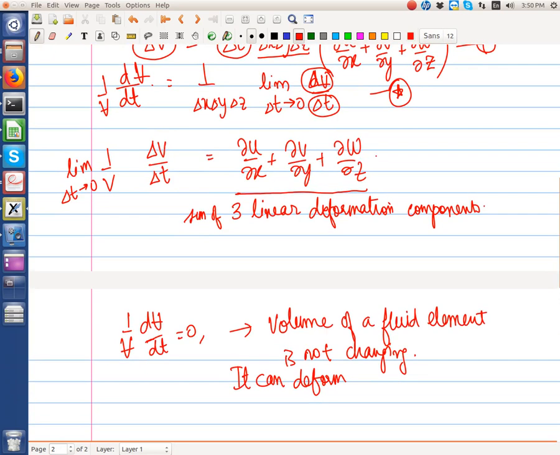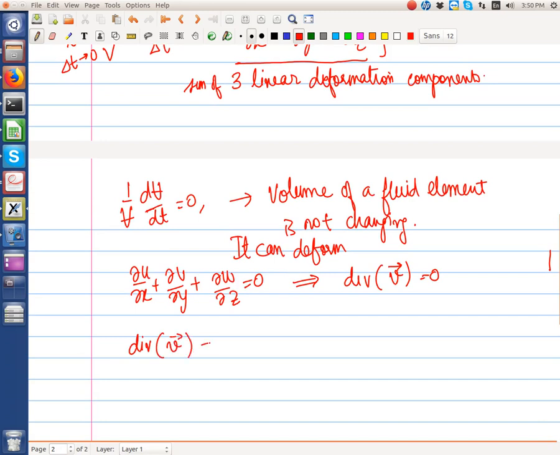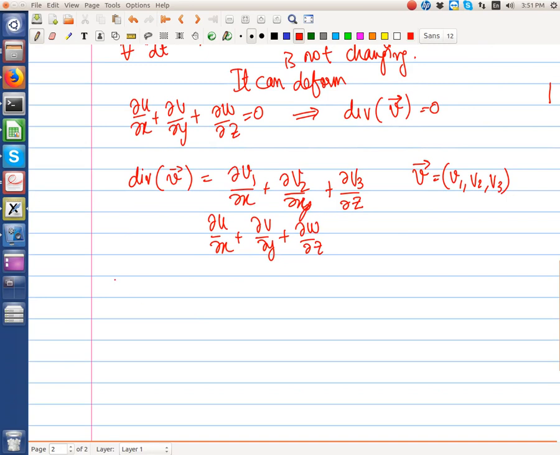So in such a case, from this equation we see that ∂u/∂x + ∂v/∂y + ∂w/∂z is equal to 0, which implies the divergence of the velocity vector is 0. The divergence of any vector V is equal to ∂V1/∂x + ∂V2/∂y + ∂V3/∂z, where the vector has components V1, V2, V3. So if V is the velocity, we have ∂u/∂x + ∂v/∂y + ∂w/∂z. Alternately, the divergence of the velocity can be written as nabla dot V, and this is also equal to ∂u1/∂x1 + ∂u2/∂x2 + ∂u3/∂x3.